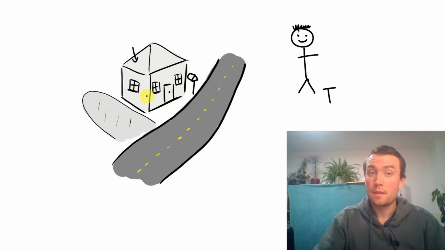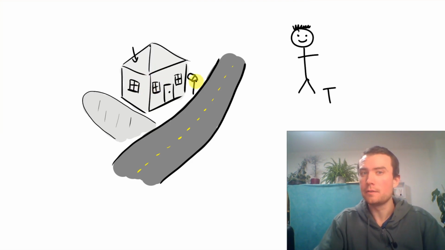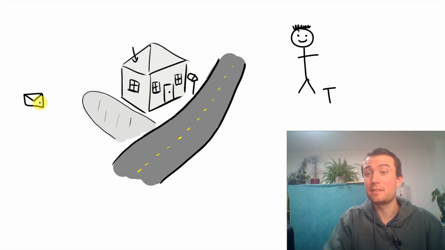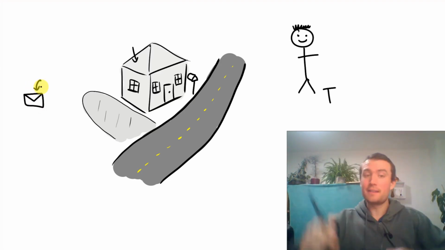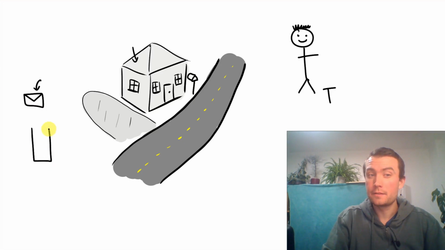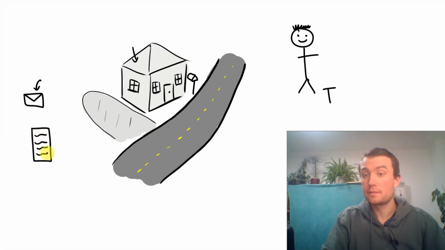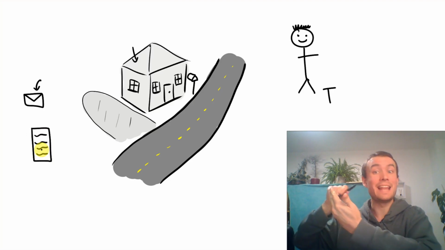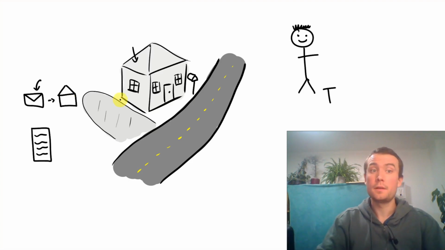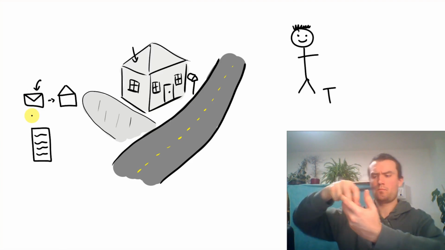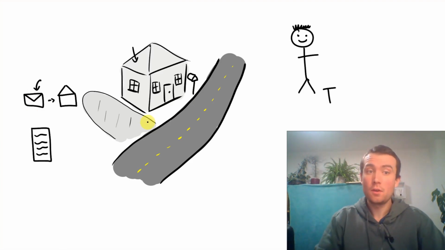Next to Tim's house is a mailbox. This is an envelope. Inside the envelope is a letter. Something written. A letter. You can open the envelope and take out the letter that's inside.